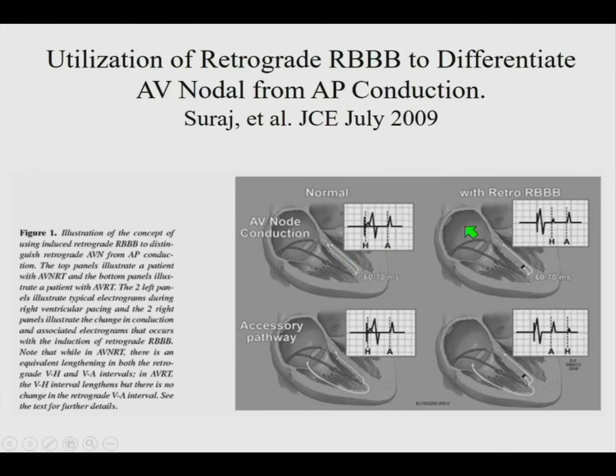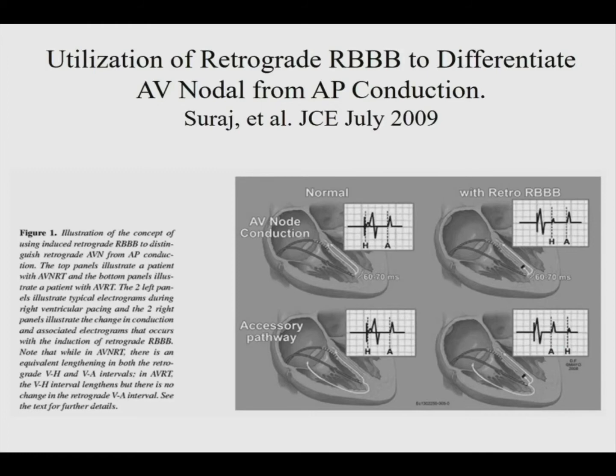And if you get a retrograde right bundle branch block, it won't go directly up to the His. It'll take longer, so the His will be pushed out, and so will the A. So the A is coming after the His. The atrial activation is dependent upon His-Purkinje conduction retrograde. That's different than if you have an accessory pathway and either a pacing beat or a premature ventricular extra stimulus, which is how we typically do this. You'll see that when the His gets pushed out here, the VA doesn't change. So VA conduction is independent of conduction over the His bundle. That's proof that there's an accessory pathway.